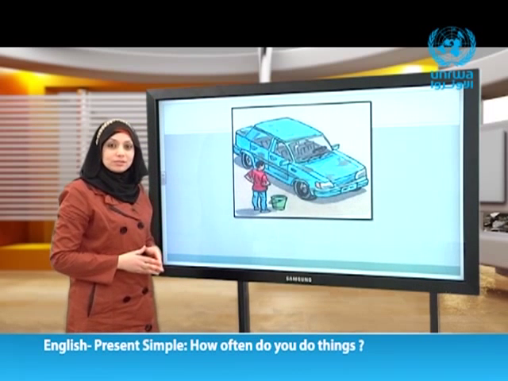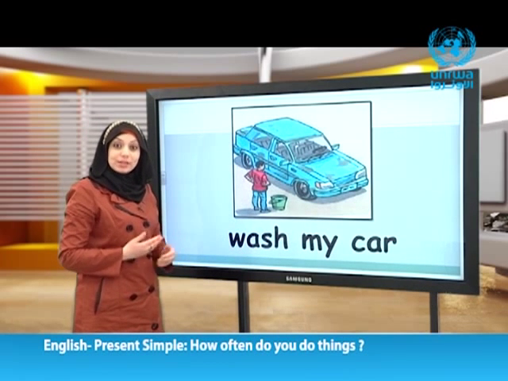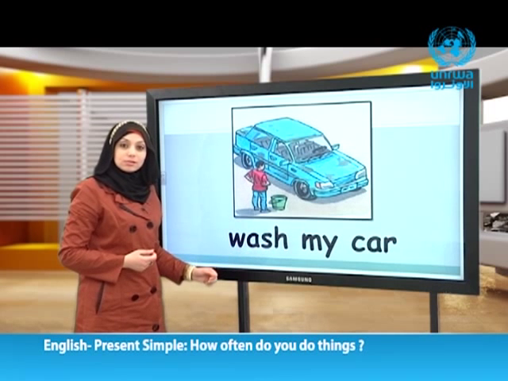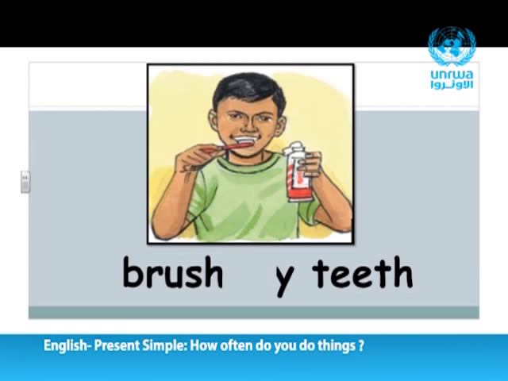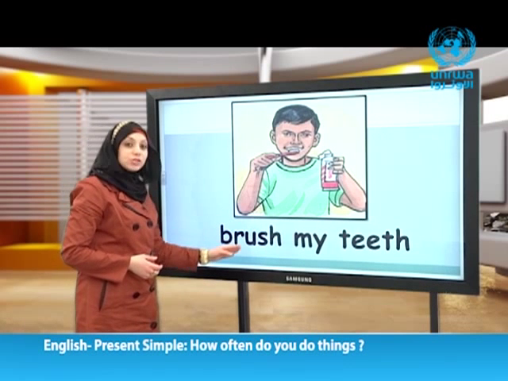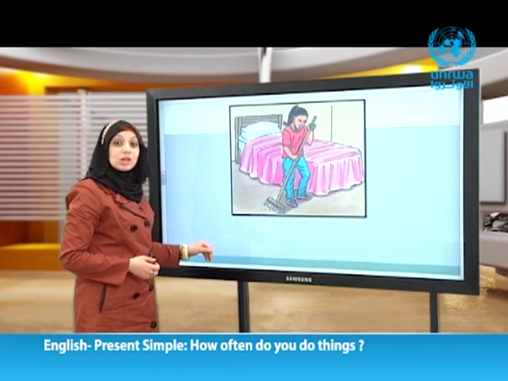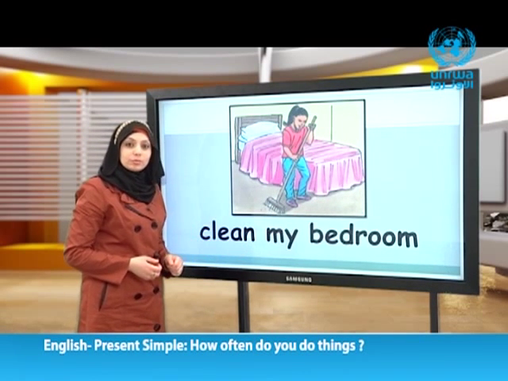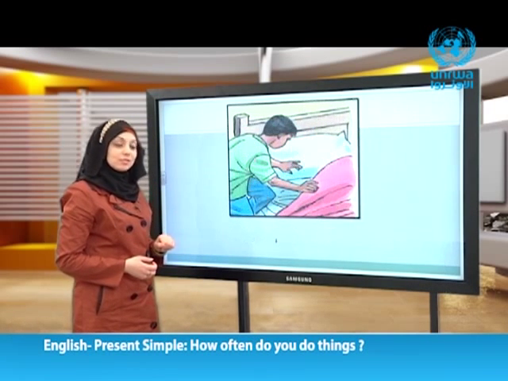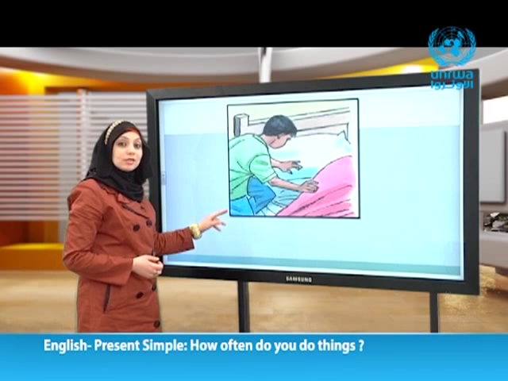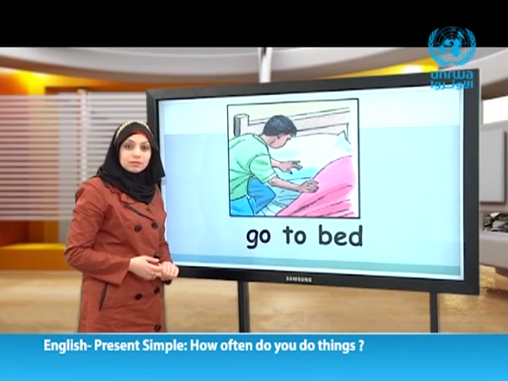Look at this picture. We say, wash my car. Repeat, wash my car. What about this picture? We say, brush my teeth. Again, brush my teeth. Thank you. Look at this picture. We say clean my bedroom. Clean my bedroom. What about this picture? Look here. We say go to bed. Go to bed. Very good.